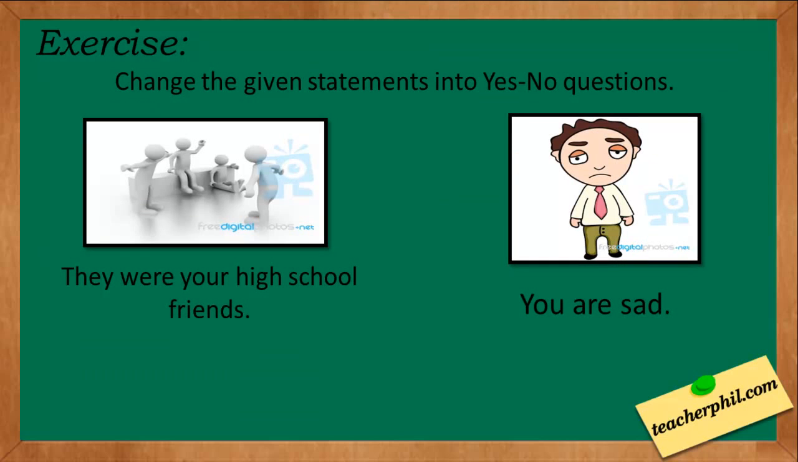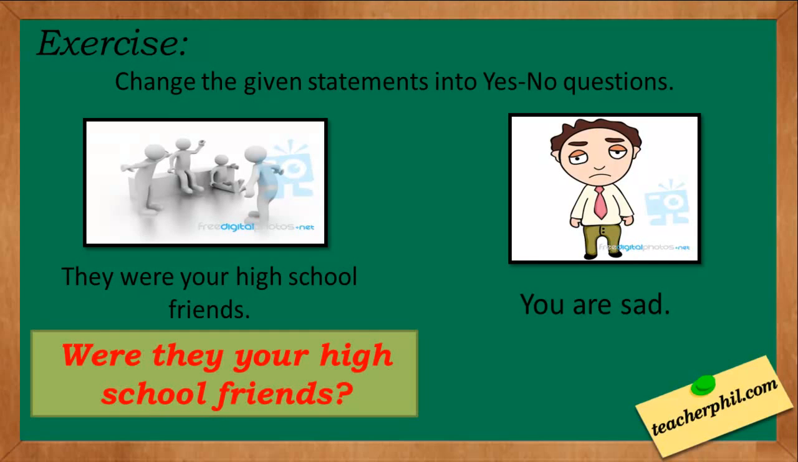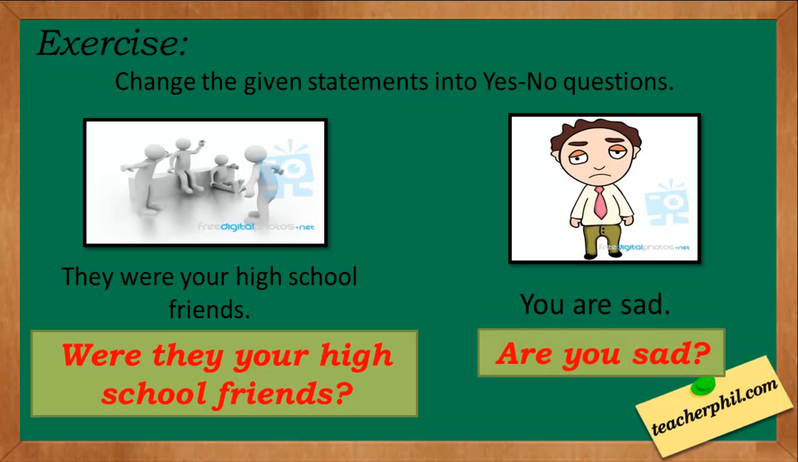For our exercise, change the given statements into yes-no questions. The first one, they were your high school friends. The answer is, were they your high school friends? Next, you are sad. The answer is, are you sad? In these sentences, we simply switch the subjects and the verbs.